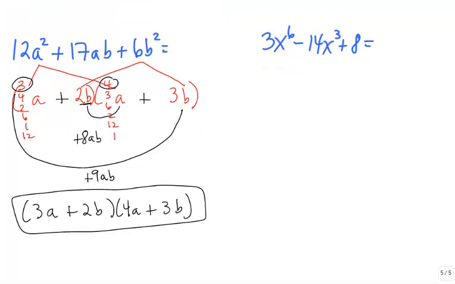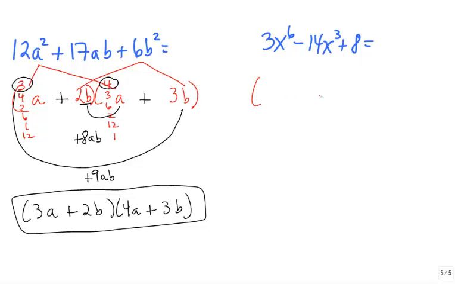All right, our last example. 3x to the 6th minus 14x cubed plus 8. So first off, is there a GCF? No, because 3 doesn't go into 14 or 8. And then I don't have x's everywhere, so I can't pull out an x from all three terms. So this does not have a GCF. And there are three terms, 1, 2, 3. So this must be a reverse FOIL kind of problem.